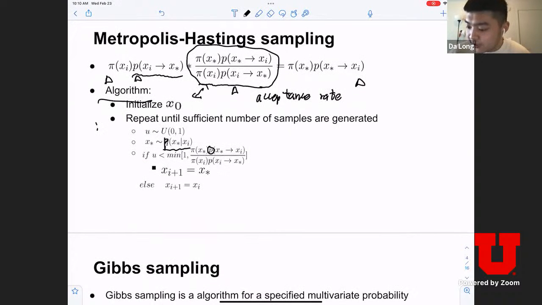So the procedure is that you first sample U from the uniform distribution, and then check whether U is less than the acceptance rate or larger. If it's smaller than the acceptance rate, then we accept the sample. If not, we do not accept the new sample; we just keep a copy of the current sample.